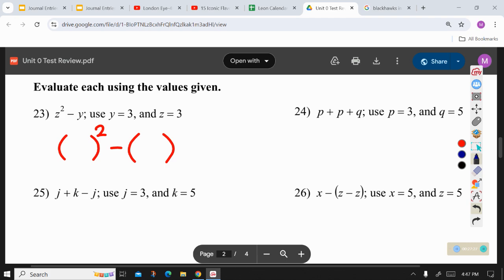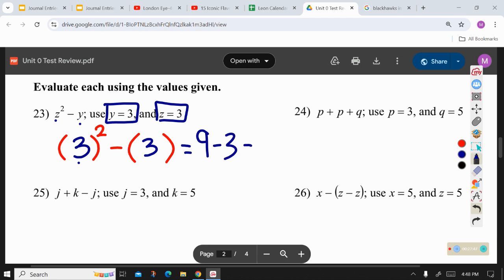Okay, this says z squared. So the thing that goes in here should be z. And I see z is 3. So I'll put a 3 right there. Okay, it says that y is also equal to 3. So in y's place, I will put 3. And then now we think 3 squared is 3 times 3, and that's 9. And 9 minus 3 is 6. So this would be the way that we do this problem.